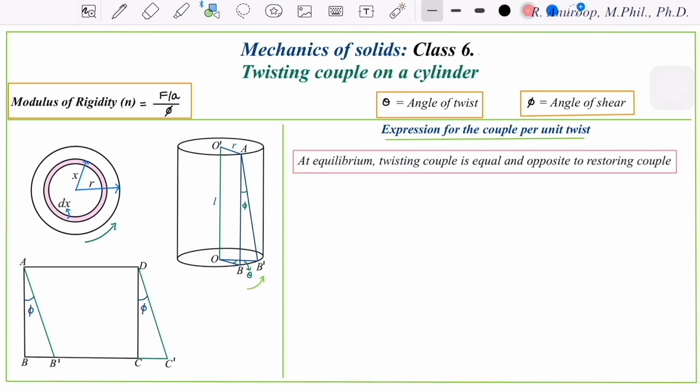Now when you twist the cylinder, what happens? A reaction is set up inside the cylinder, and at equilibrium, this twisting couple is equal and opposite to the restoring couple. If the twisting couple is in this direction, then the restoring couple will be in the opposite direction. So at equilibrium, the twisting couple is equal and opposite to the restoring couple.